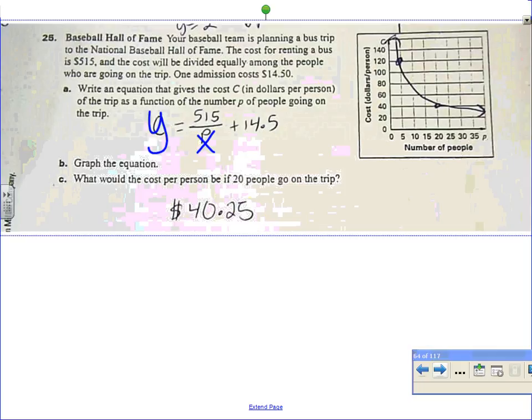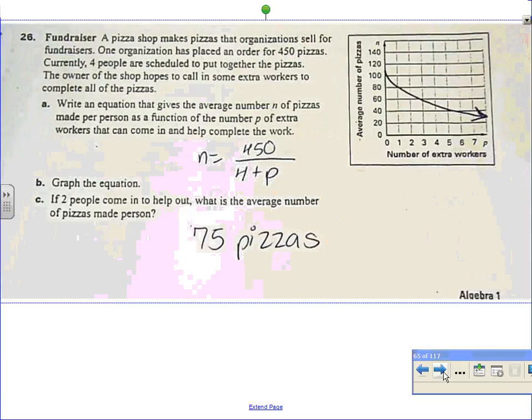Okay, and then 26, the last one you had to do, y equals 450 over 4 plus x. This one's a little bit different because the people are scheduled to work together. So it's like they're a group. We're dividing it between the entire group. And then the answer for C is 75 pizzas.